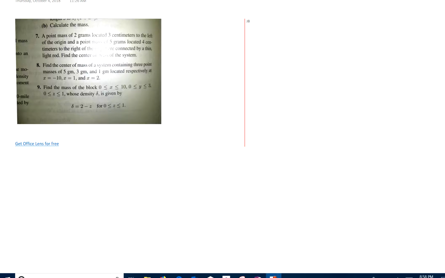Alright, here we go with 8.4 and 8.5 homework. So 8.4, center of mass, things like that. So you just got to read these questions carefully and slowly. At least that's what I found works best for me.